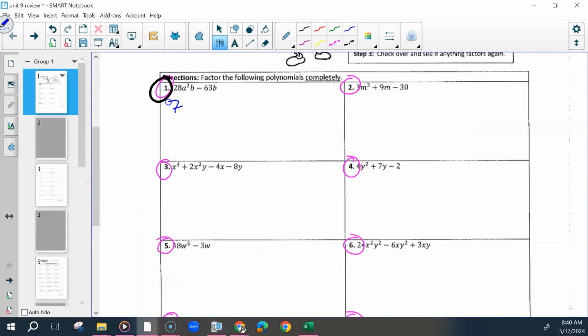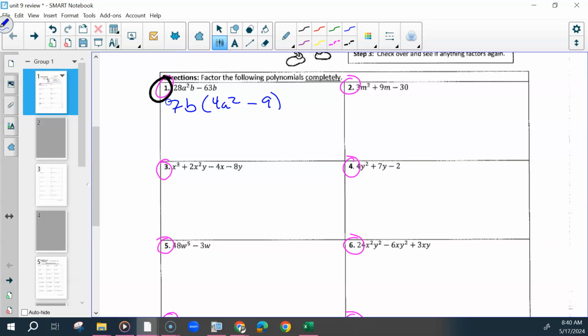What else do they have in common? B. And then I'm dividing 7b from both terms to see what's left. If I divide that from the first term, what would be left? 4a squared minus 9. Now, a lot of the times when you factor out a GCF, there's nothing else, but you have to double check. Can you do anything else with this? Could you do GCF or difference of squares with that inside piece?